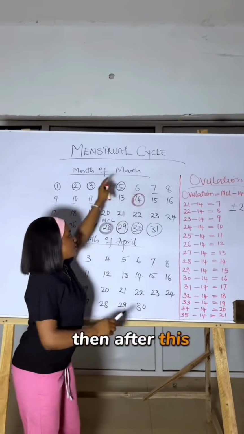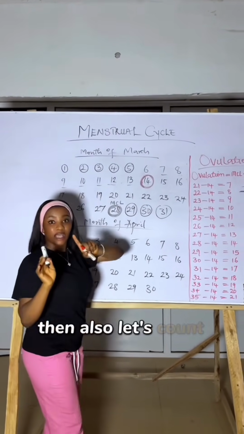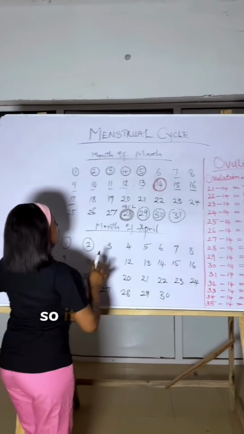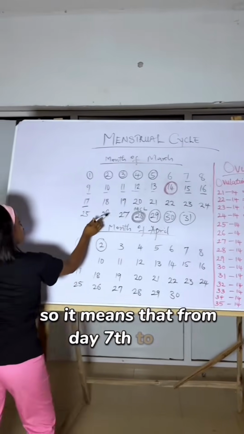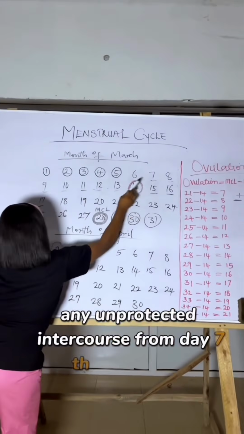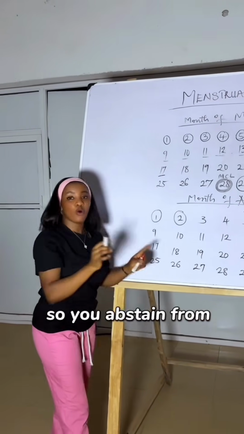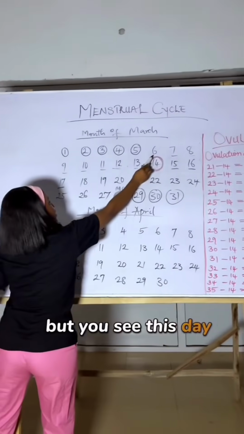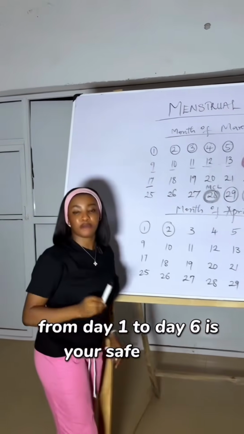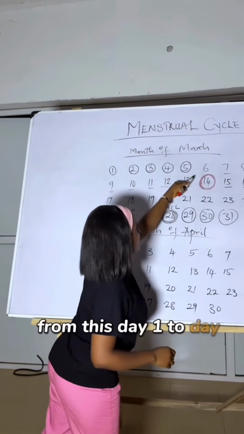Then after this day 6, this whole period, starting from this day 7, let's also count 3 days after, because we said it's 7 days before and 3 days after. So it means that from day 7 to day 17, any unprotected intercourse from day 7 to day 17, you are likely to get pregnant. So you abstain from unprotected intercourse. But you see this day 6, backward from day 1 to day 6 is your safe period. You will not get pregnant if you have unprotected intercourse from day 1 to day 6.